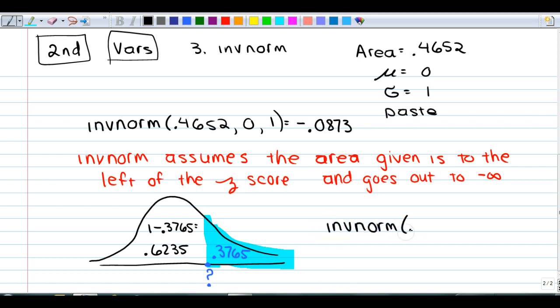I would tell it my area was 0.6235. Tell it my mean and standard deviation. And I would find that that z-score was 0.3147.